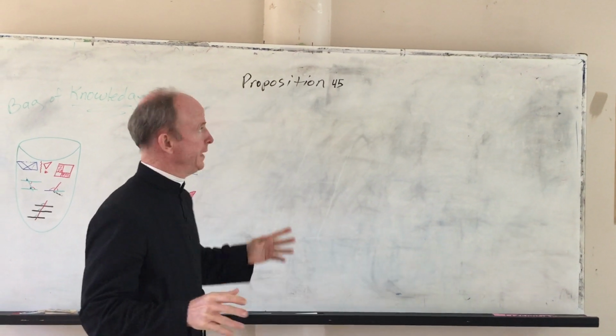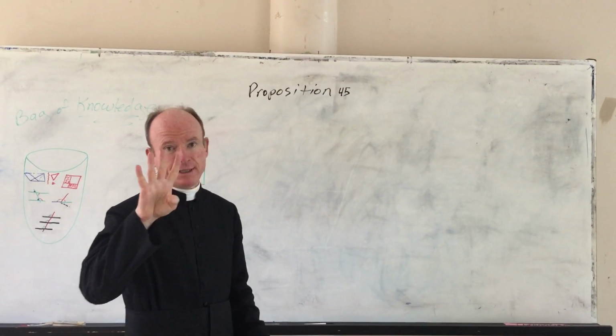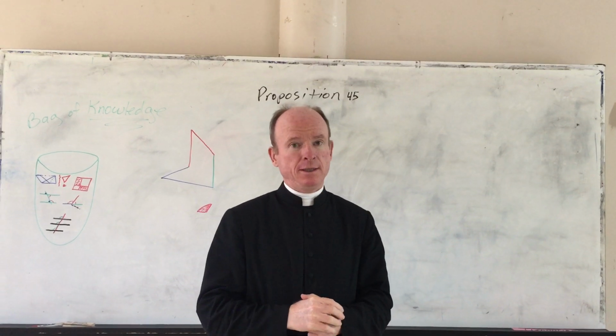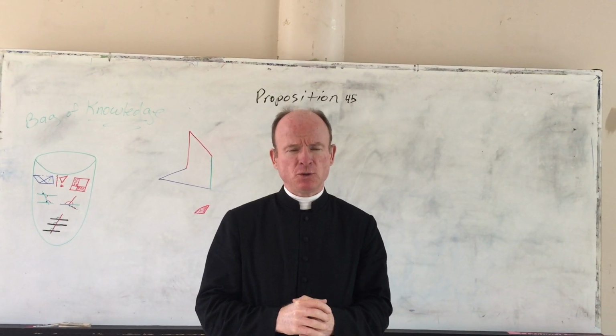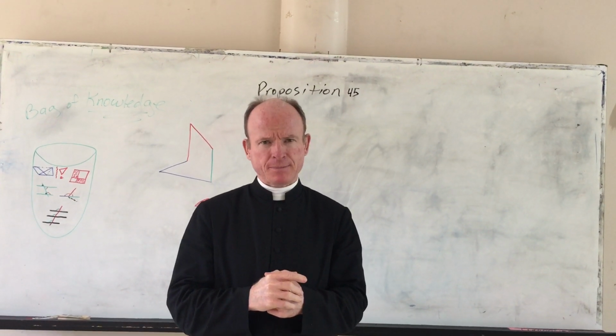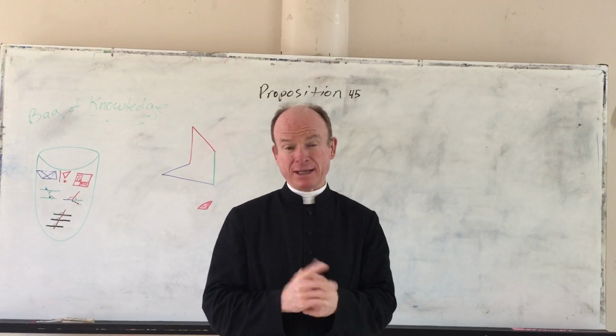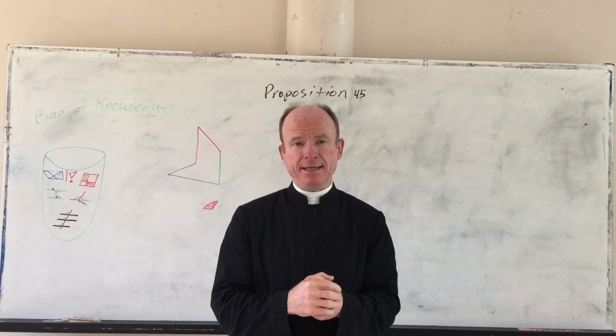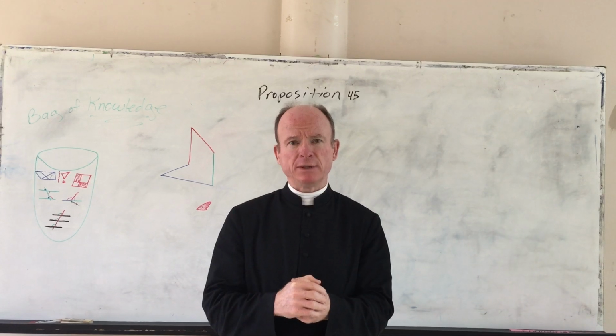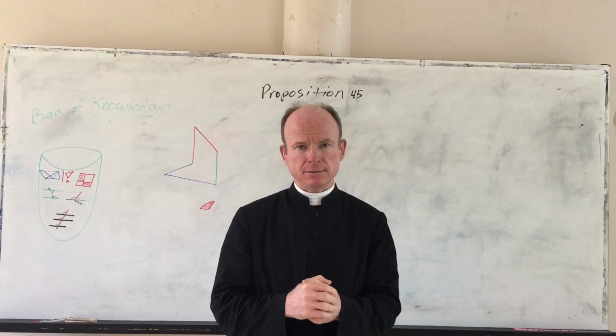Students, today we have Proposition 45 of Book 1, which states: to construct a parallelogram equal to a given rectilineal figure and having an angle equal to a given rectilineal angle.